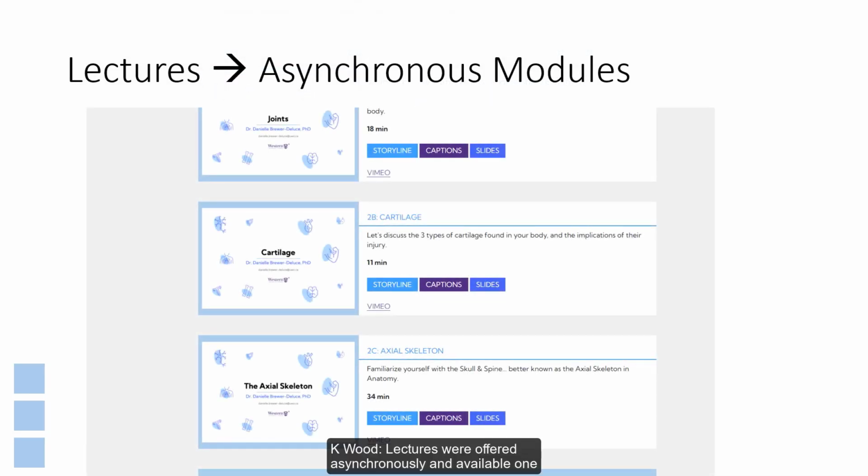Lectures were offered asynchronously and available 1 week prior to the calendar week for the term. This allowed students the flexibility to watch and play back the modules when it worked best for them.